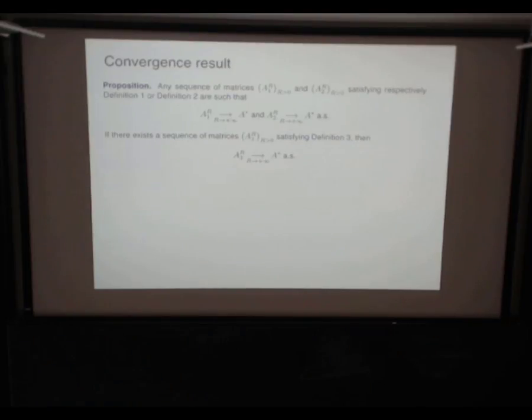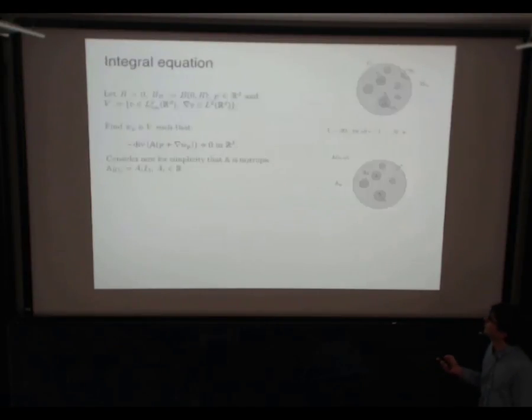So then there is the following convergence result. The sequences A1, A2, satisfying definition 1R, are converging to the homogenized matrix A star almost surely as R tends to infinity. If the third one exists, which is somehow left apart, then it also converges to A star almost surely. Okay, so this is the theory.